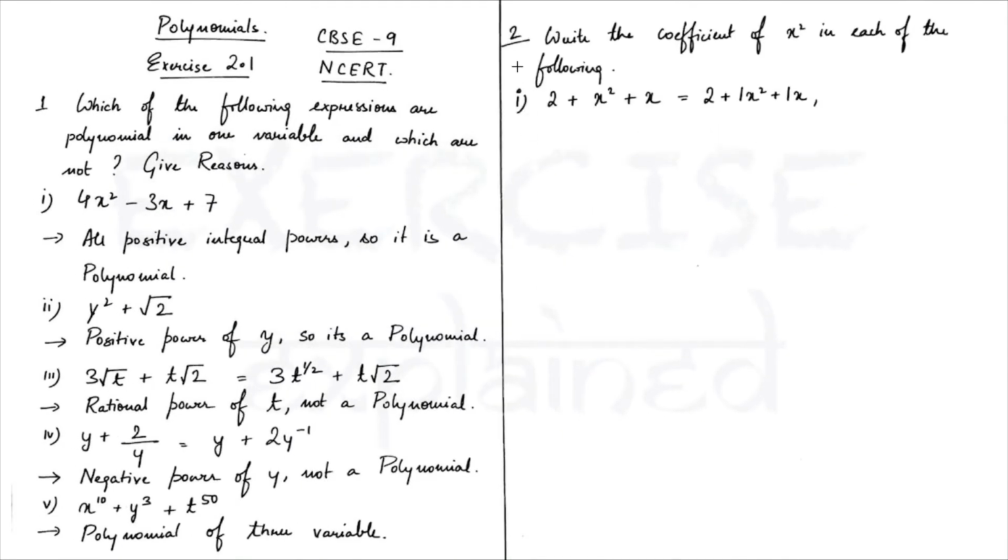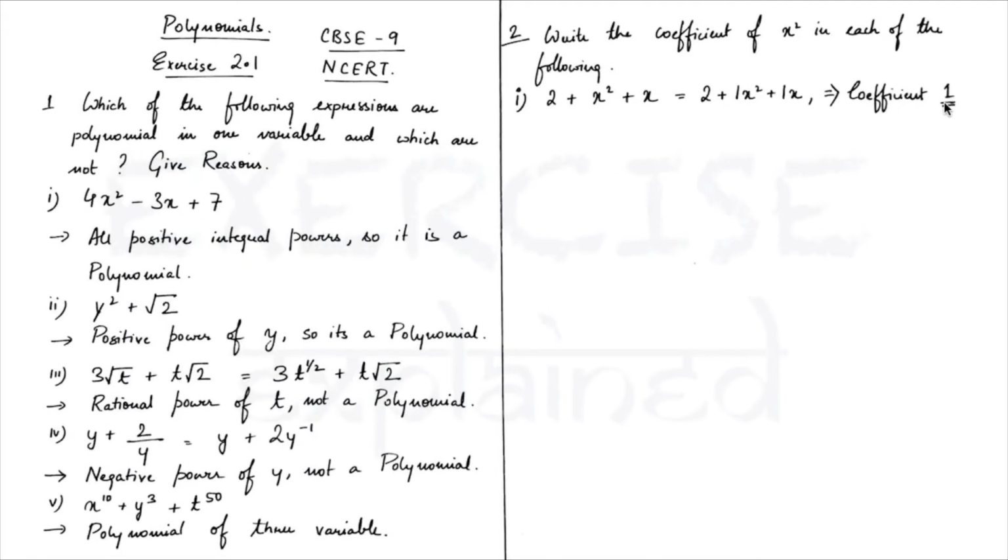So getting into the next question, write the coefficient of x square in each of the following. So we have it here as 2 plus x square plus x. We multiply the entire equation by 1. So what we get is 2 into 1 is 2 itself. 1 into x square is 1x square plus 1 into x is 1x. So you can see the coefficient of x square is 1. So we will write it as coefficient as 1.